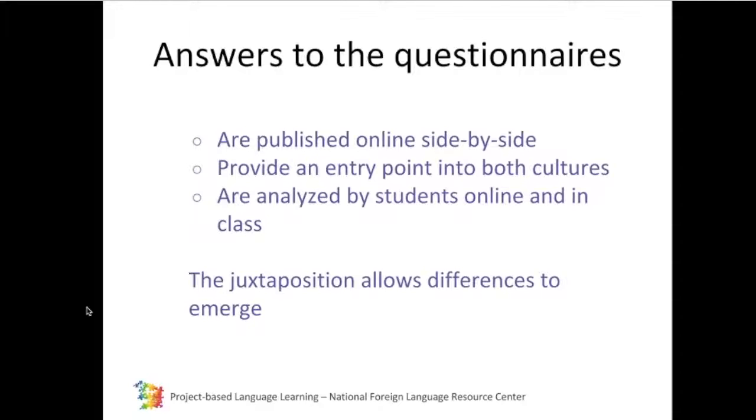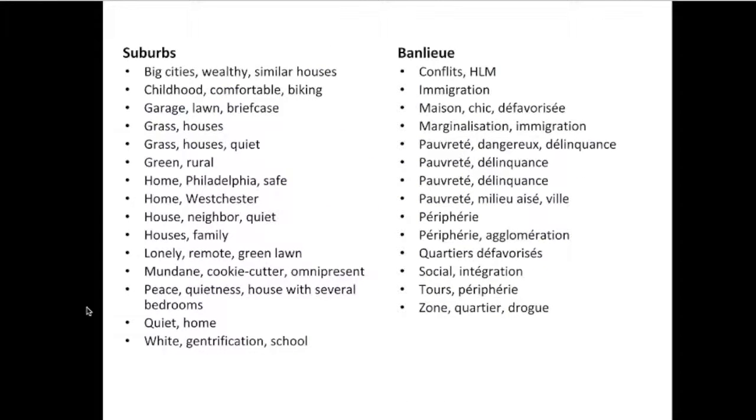So the answers are published side by side online, and they do provide an entry point into both cultures. They're analyzed by students online and in class, and the juxtaposition allows differences to emerge. So I took an example of a word which is very easy to translate. Suburbs in French is banlieue. But again, even if the dictionary translation is very easy, the reality underneath is way more complex.